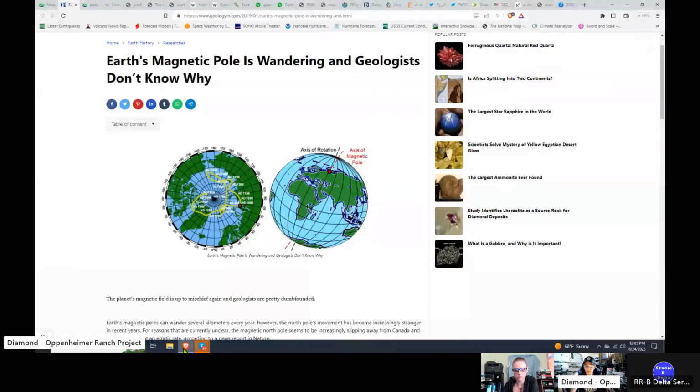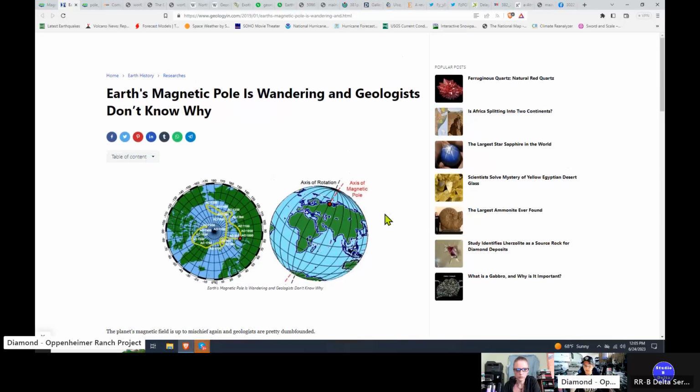So let's dive right into it. Let me know if you can see the screen. Yeah. So Earth's magnetic pole is wandering, and geologists don't know why. Now, they're going to be the people you want to ask, because geologists like myself have been working with paleogeomagnetic data. We can actually determine paleomagnetism of certain rocks, specifically surface lava flows that are still in the same place they were when they flowed.